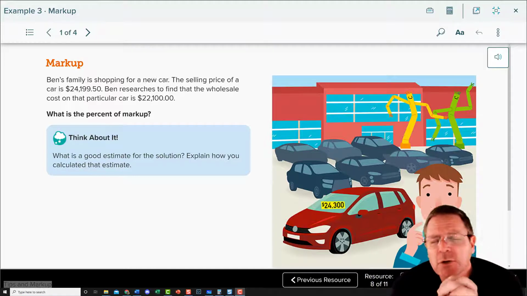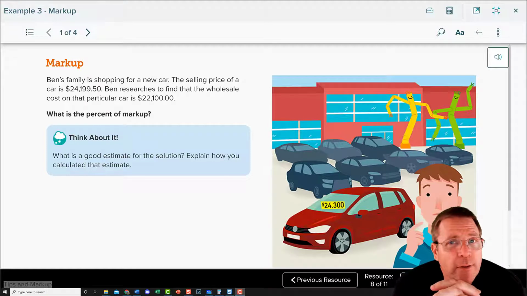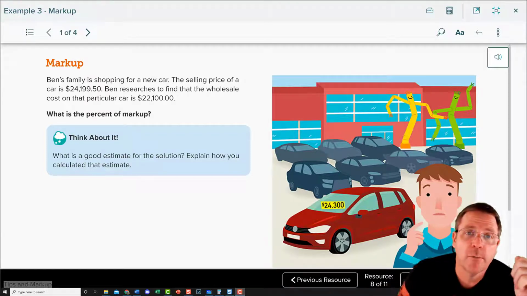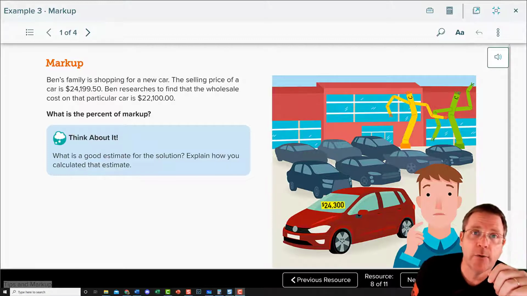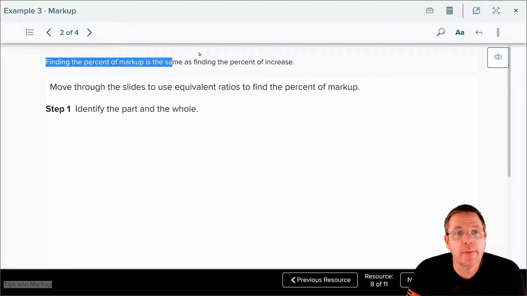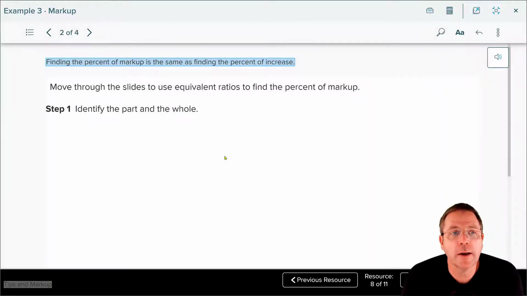Percent change. Did we just learn something about that in a lesson or two ago? I think last lesson, I think it was 2-2. So you might need to jump back there and review that if you don't remember. Let's dive in and see how it works. Now the textbook tells us here, finding the percent of markup is the same thing as finding the percent of increase. Let's go ahead and highlight that. I don't want you to write it down, but that's an important thing to keep in mind and remember.